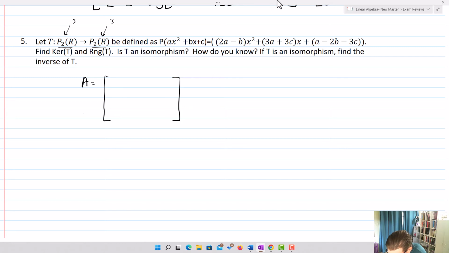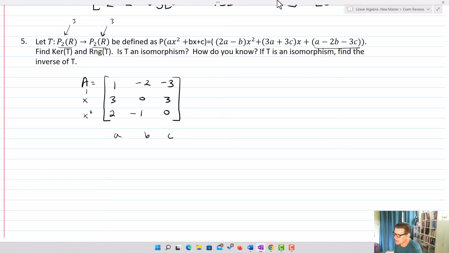The bottom row is going to be my x squared row. The middle row, the x row. The top row is the 1 row. And if I think about it in terms of my columns, I've got a, b, and c here. Okay, so I'll start over here. The first row is 1, negative 2, negative 3. Then I'm going to have 3, 0, 3. And then I'm going to have 2, negative 1, 0. And that's going to be A.